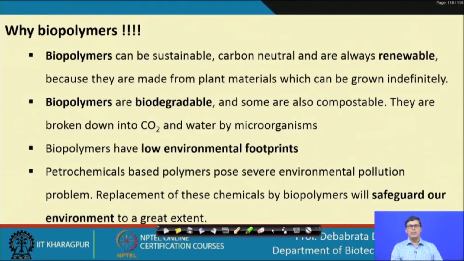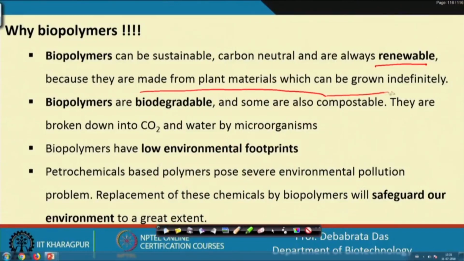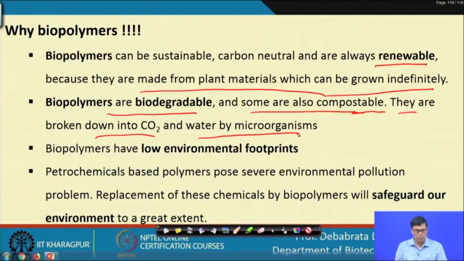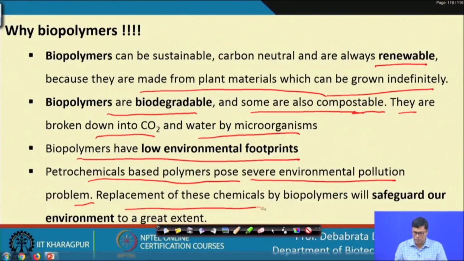So the question is raised again: why are we interested in the biopolymer? I told you that one important reason is that it is renewable and sustainable, it can be with us for a longer period of time, it is carbon neutral, and mostly it is made from plant material, which can be grown indefinitely. Biopolymers are biodegradable, and some are also compostable, and they are broken down into carbon dioxide and water by microorganisms. Biopolymers have a low environmental footprint. The petrochemical based polymers pose a severe environmental pollution problem. Replacement of these chemicals by biopolymers will safeguard our environment to a great extent.